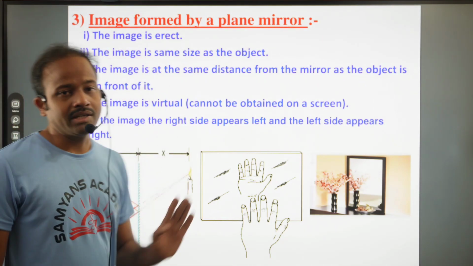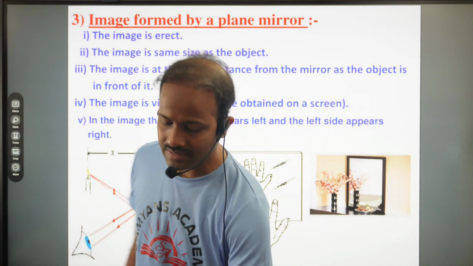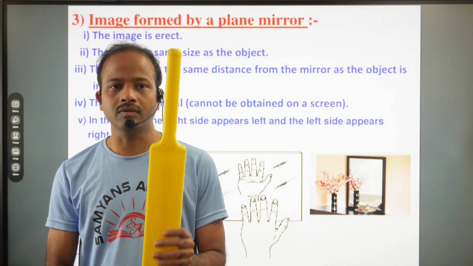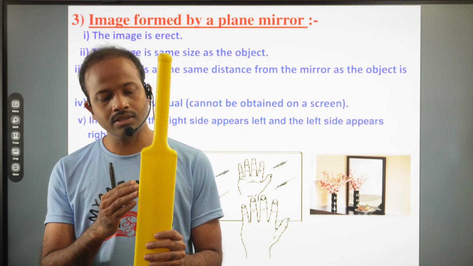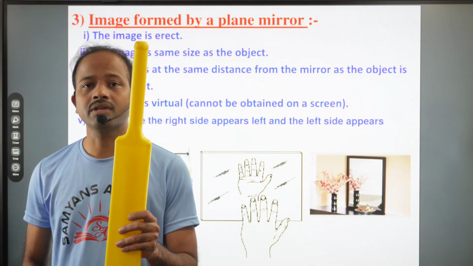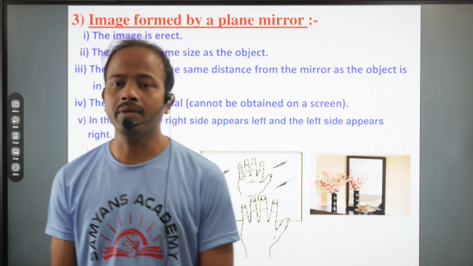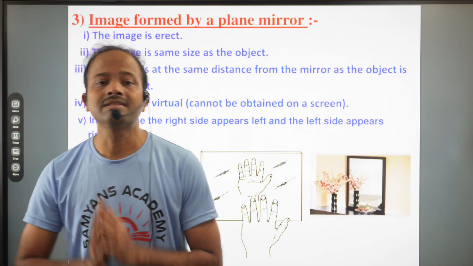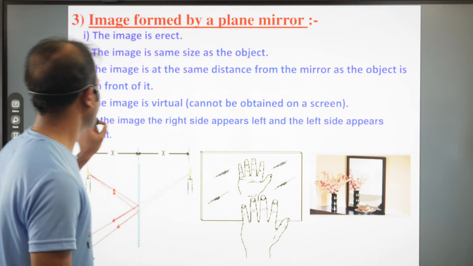The image is the same size as the object. Now, what is the size? Suppose it has a height, let us assume a height of 1 meter. Then how much size can we see in the mirror? The same size you can see. It means the size of the image and the size of the object are both the same in the plane mirror.